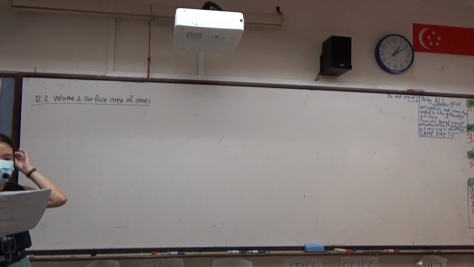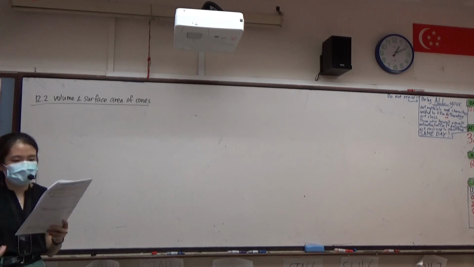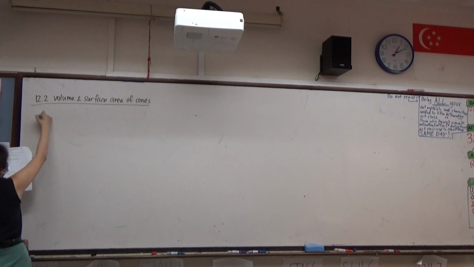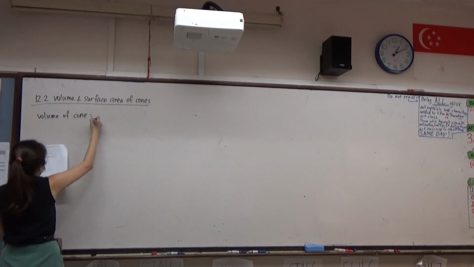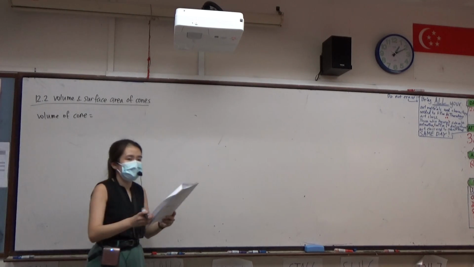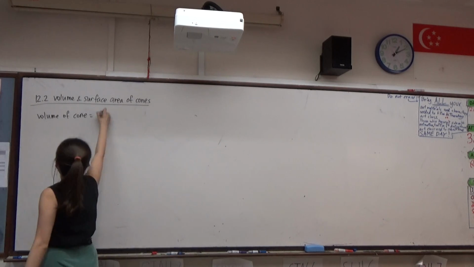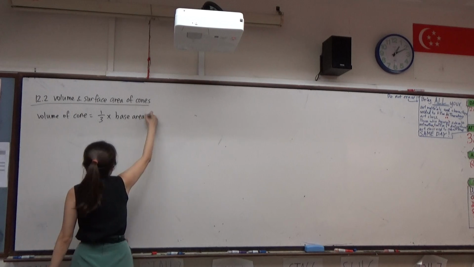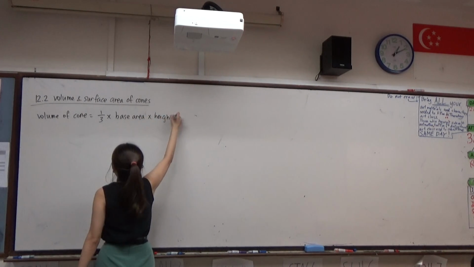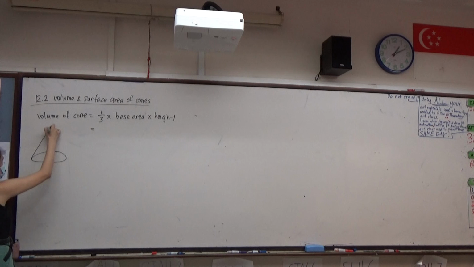Okay, now let's look at volume and surface area of cones. We don't have much time, we've got 10 minutes. Let's do one example at least. Volume of a cone, we have already learned it. What is the formula? One third times the base area. The base is a circle, so pi r square.